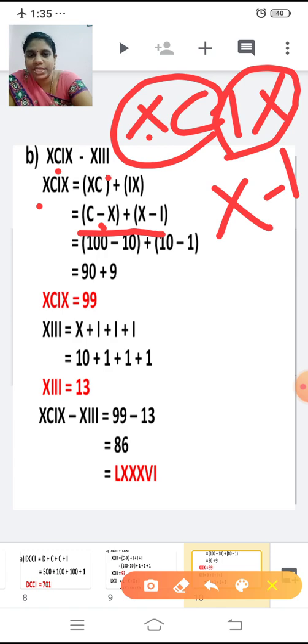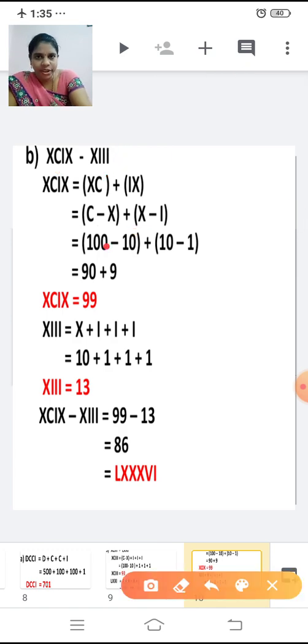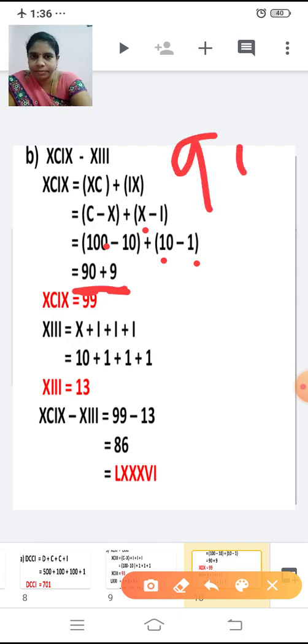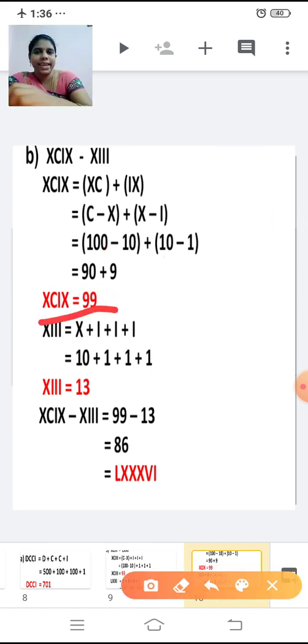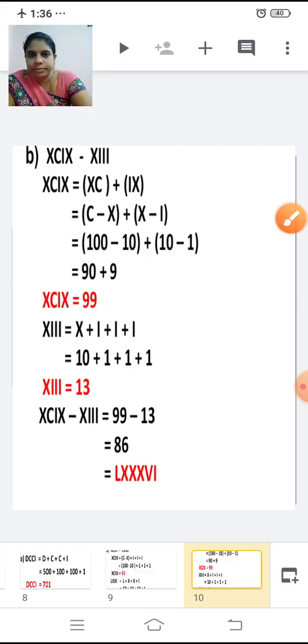What is the value for C? 100 minus X, 10, plus, again, what is the value for X? 10 minus 1. So 100 minus 10 is 90. 10 minus 1 is 9. Now add 90 plus 9. 99. So the value for XCIX is 99. Let's move on to the next one.